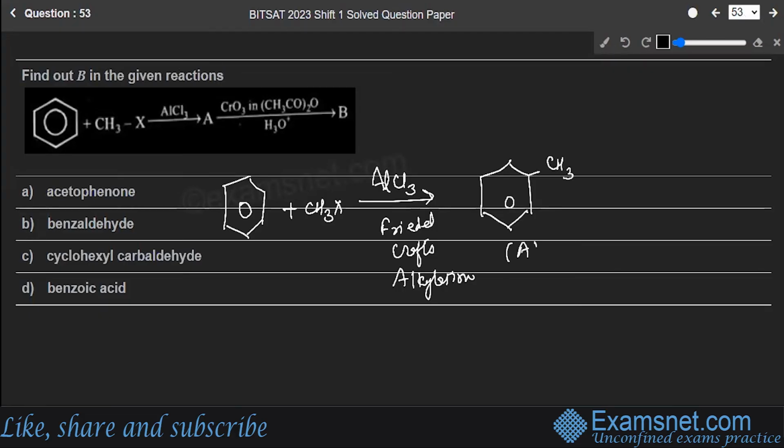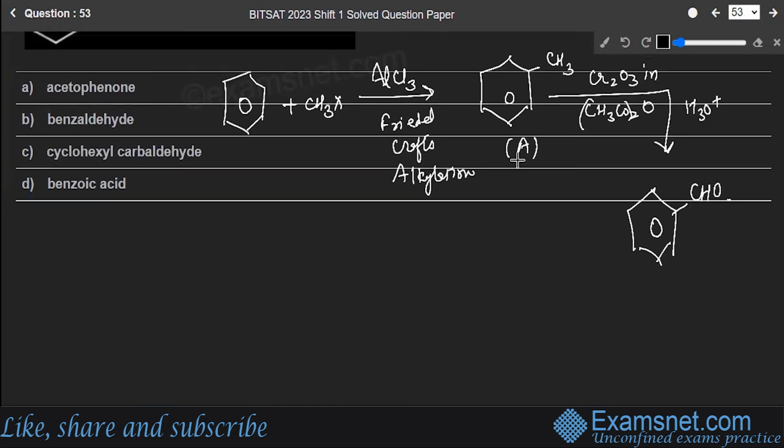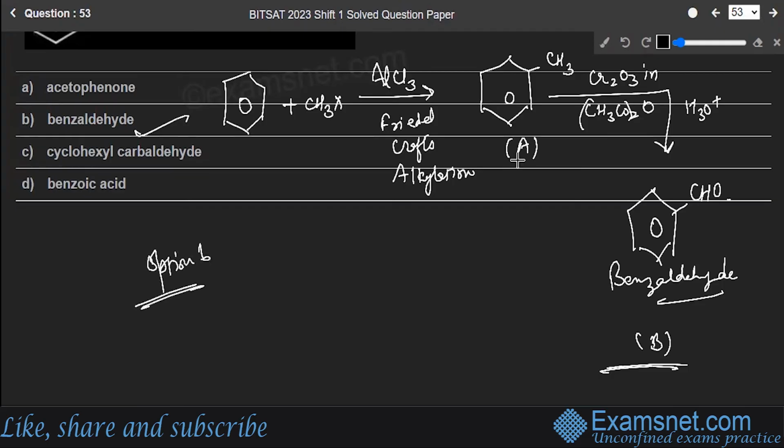This is your A. Now again, in the presence of hydronium ions and chromium oxide in CH3CO2O, this gives you this product. So this is B, and this is your benzaldehyde. This is B. So you have option B as the correct answer. Hope you understood. Next is question 54.